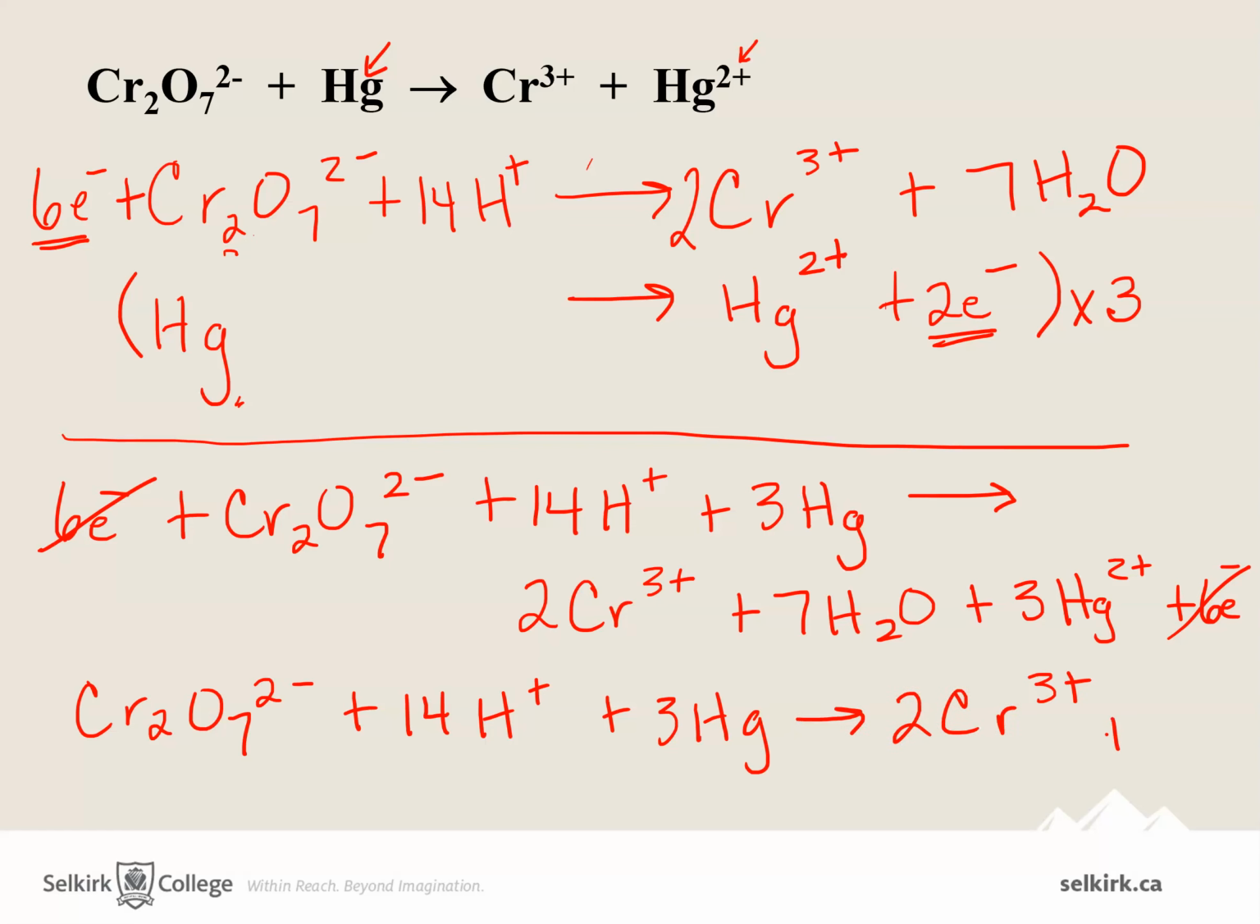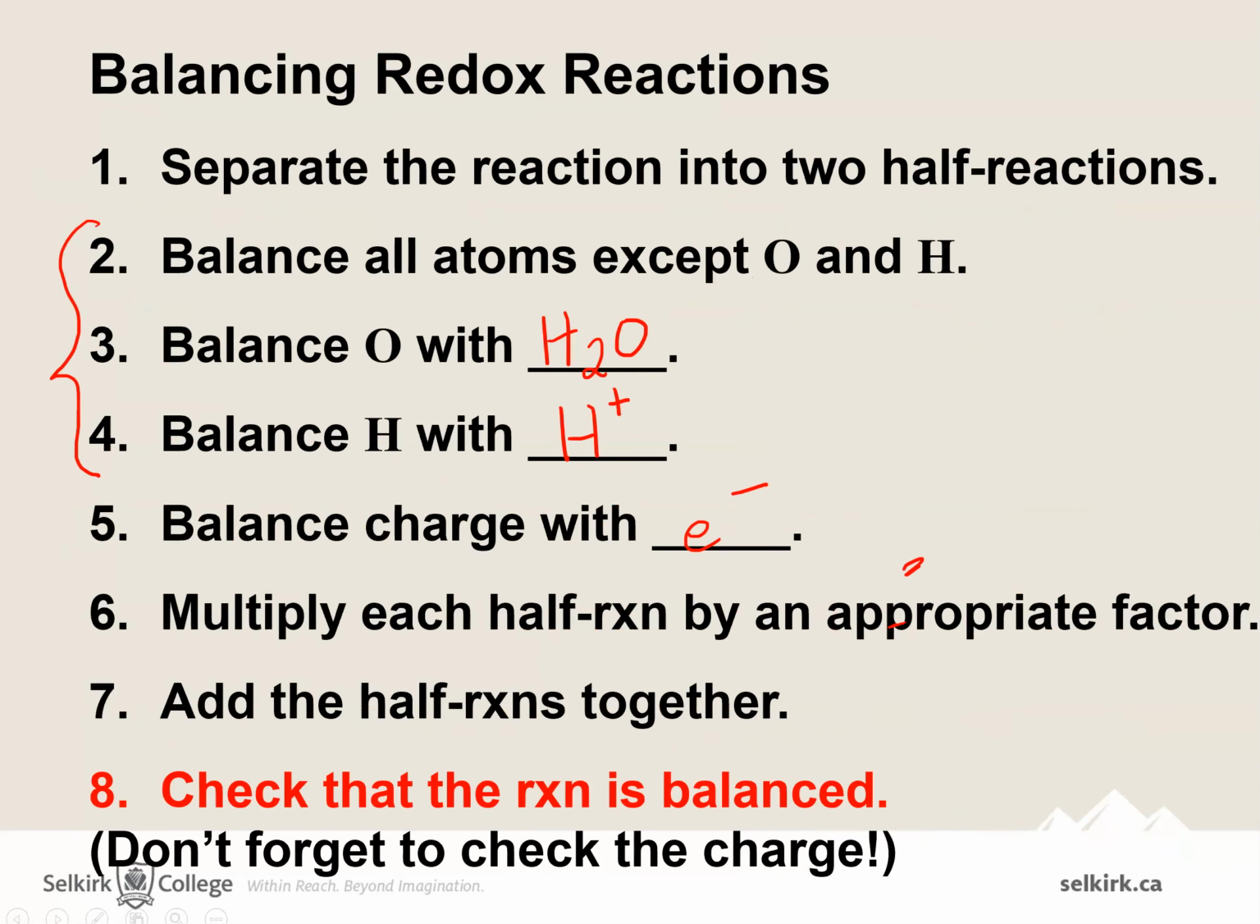2 Cr3+ + 7 H2O + 3 Hg2+. All right, we're in the home stretch. What now? Number 8, it's in red. It's the most important step. We're going to check that the reaction truly is balanced, both for atoms and for charge. Don't forget to check the charge.